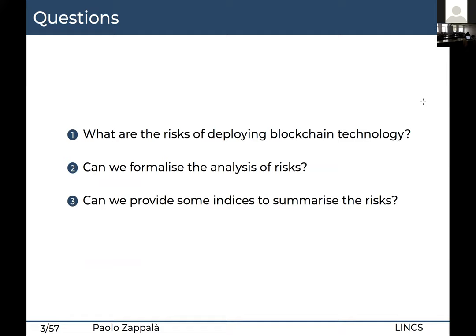So first of all, the question we want to answer is: is there a way to detect the risks of using blockchain, using a specific blockchain? And if so, how can we formalize this analysis so that we can understand all the risks, where they are, and if we can find a threshold to the maximum number of risks that we can deal with? And finally, if we can provide, instead of a list of risks, some indices to understand the value of the risks that we can evaluate in some way.